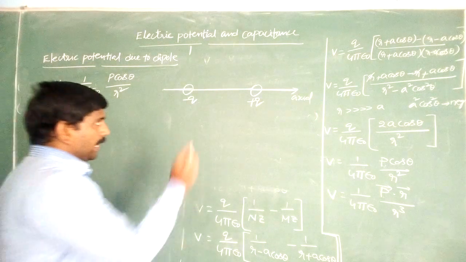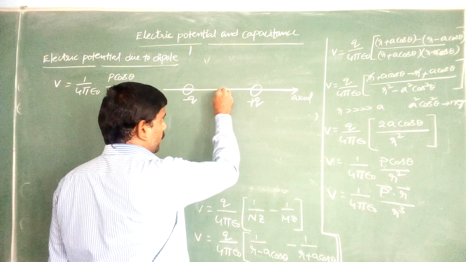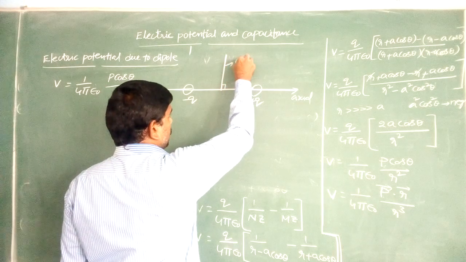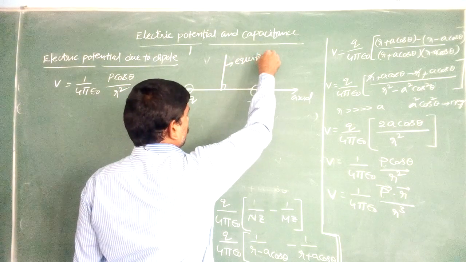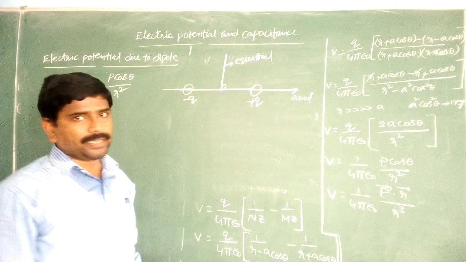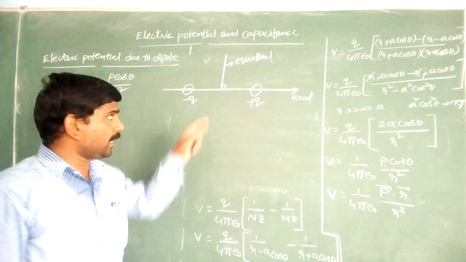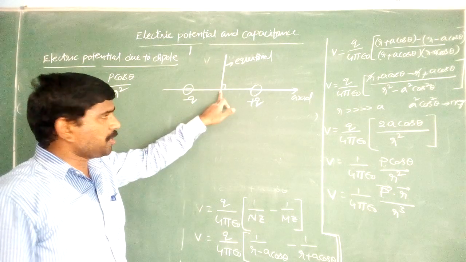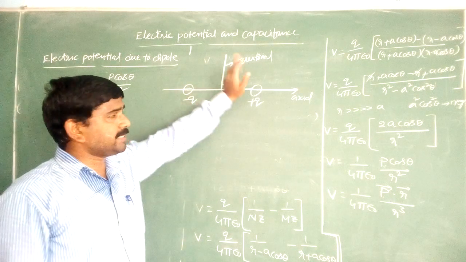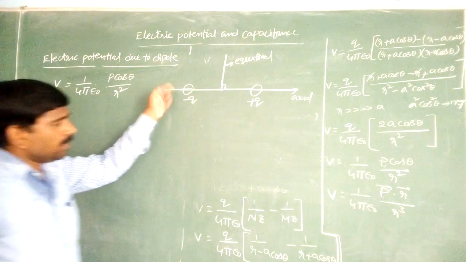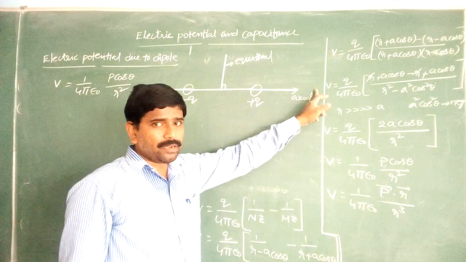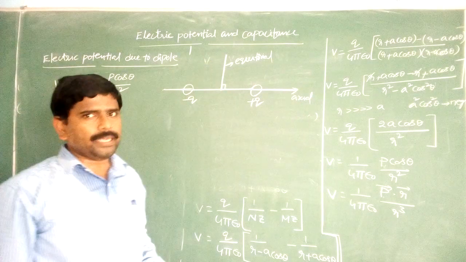The line which passes through the midpoint of the dipole and is perpendicular to the axial line, we call the equatorial line. This is the axial line and this one is the equatorial line. How do we define the equatorial line? The line which passes through the midpoint of the dipole and perpendicular to the axial line is called the equatorial line. We have to find the electric potential due to this electric dipole at a point on the axial line and at a point on the equatorial line.